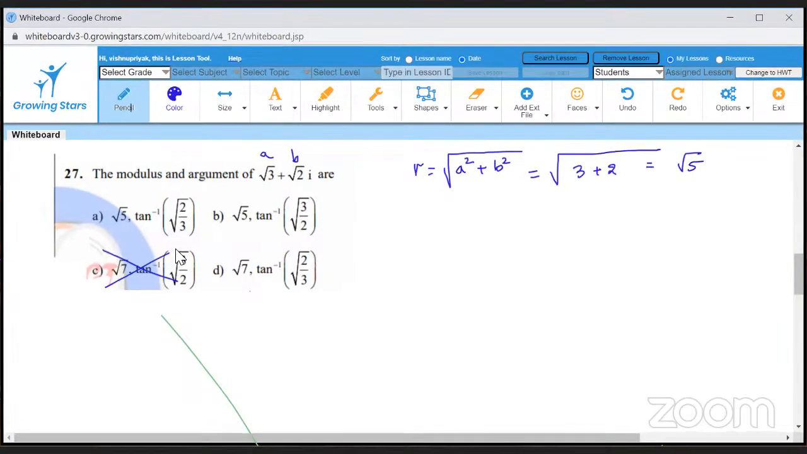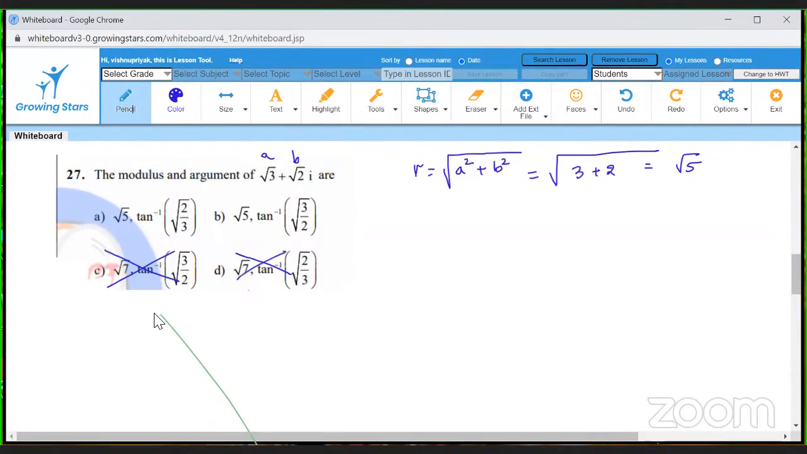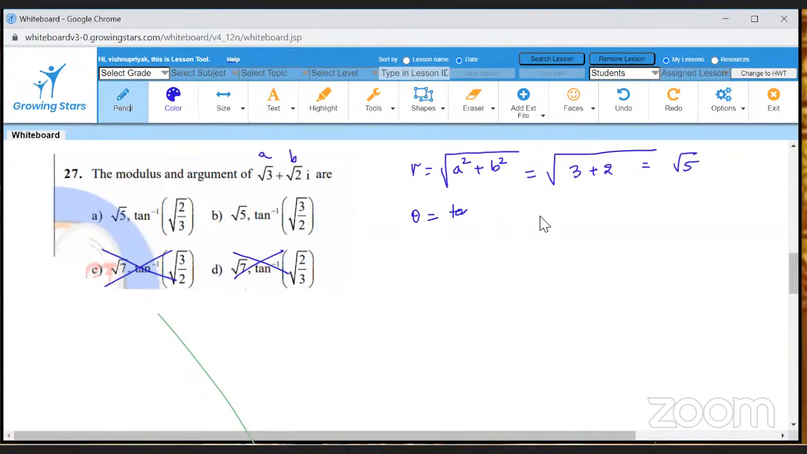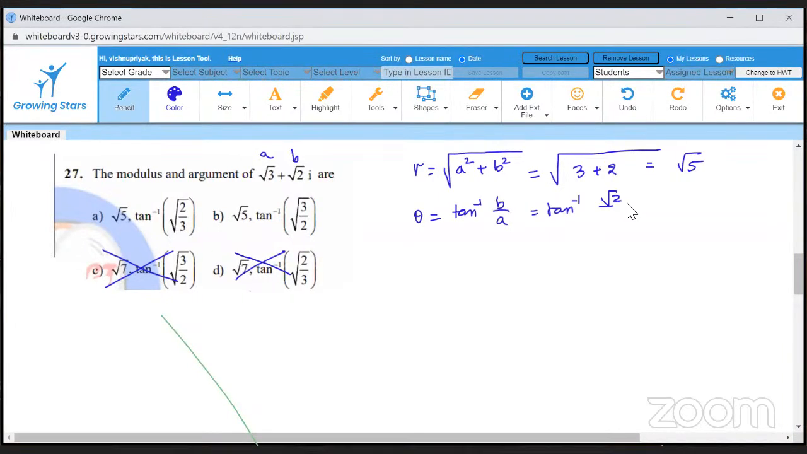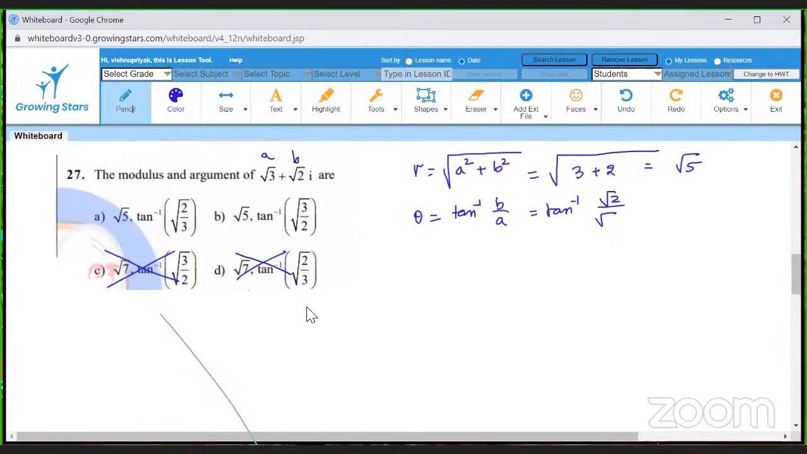That means options C and D are wrong. Then the argument theta is tan inverse B by A. That is tan inverse, B is root 2, A is root 3. So tan inverse root of 2 by 3. So option A is correct.